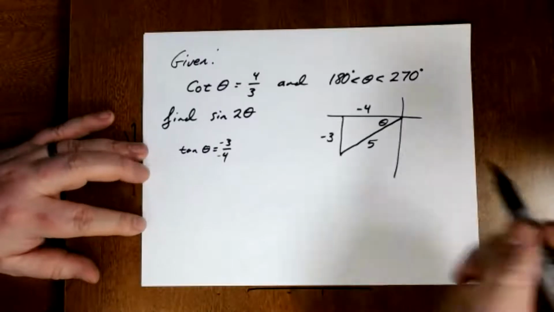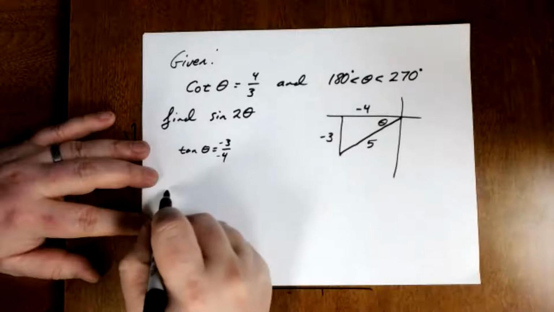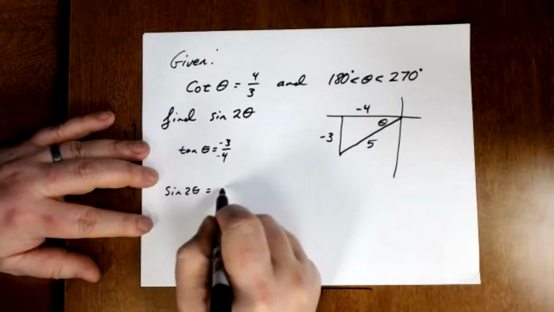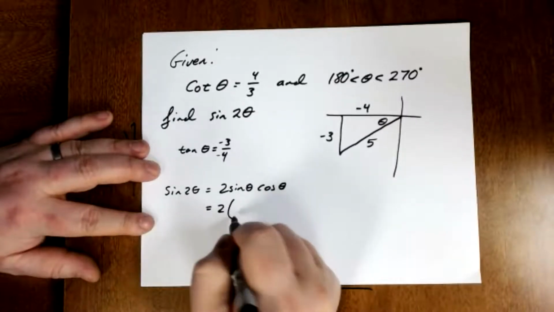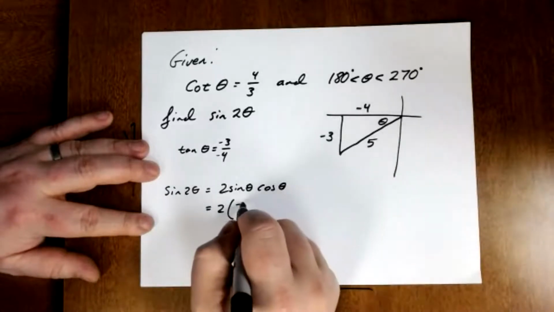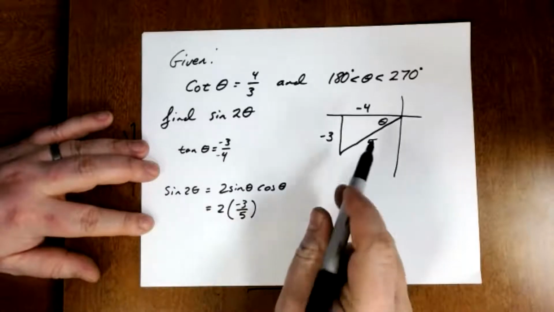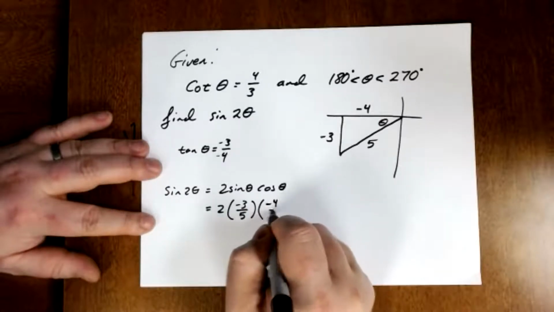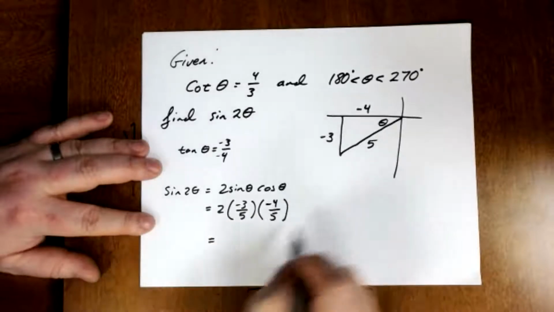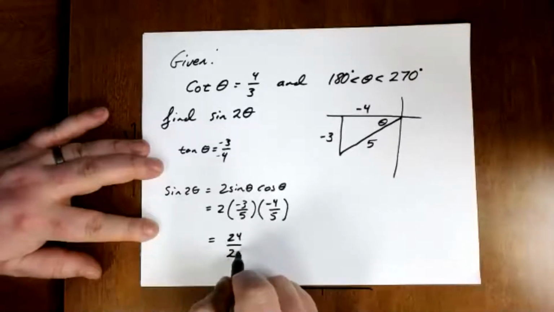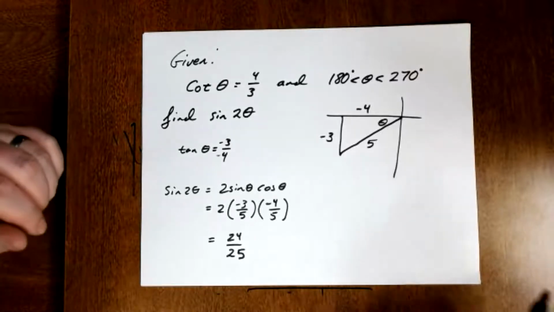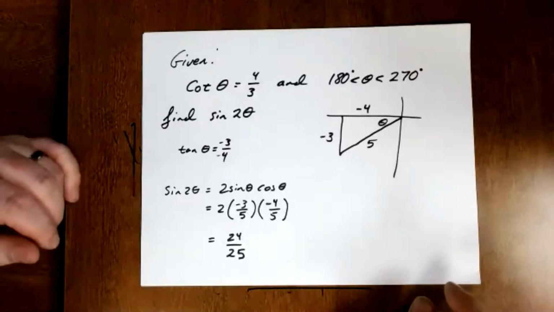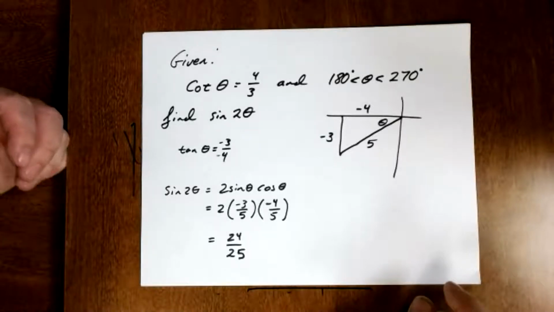Now, in order to find the sine of 2 theta, we use the identity for the sine of 2 theta, which is 2 sine of theta cosine of theta. The sine of theta would be -3 over 5, and the cosine of theta would be -4 over 5. So we get 24 over 25. We good? Thumbs?